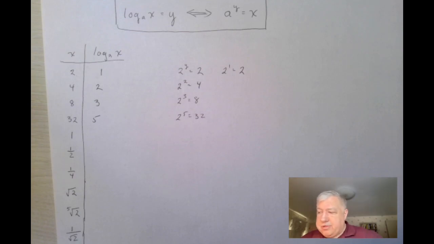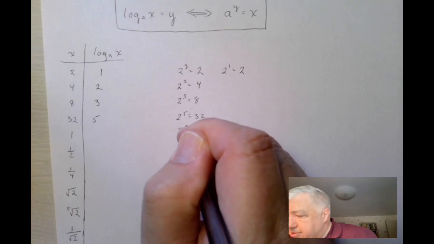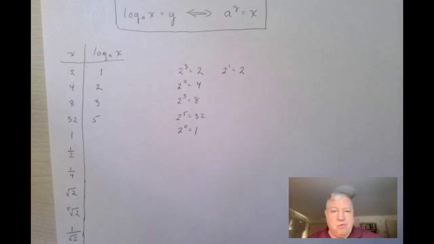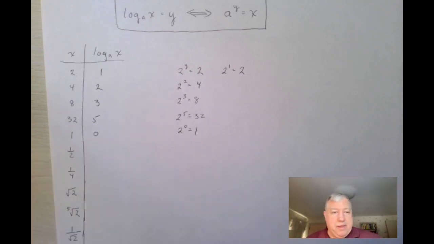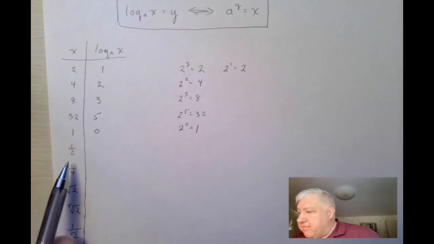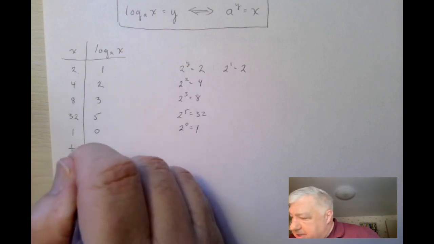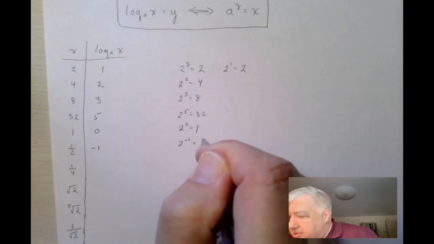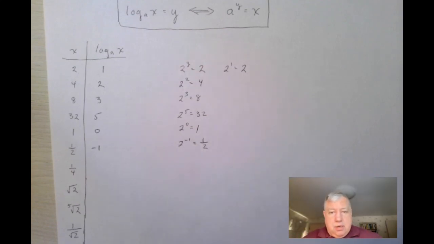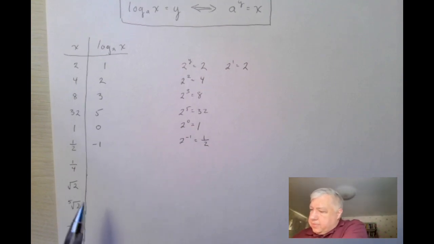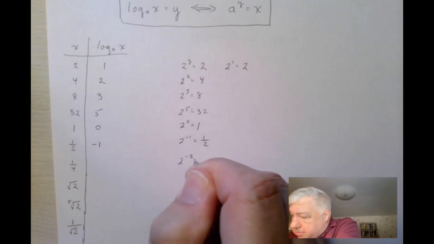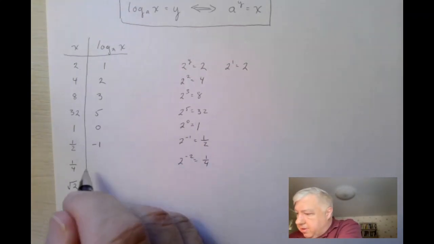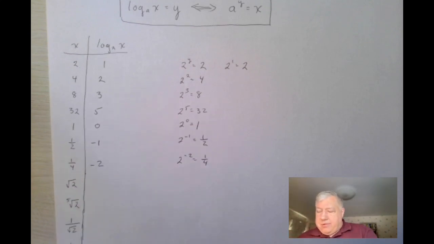2 raised to what power is 1? Well, 2 to the 0, right? Anything raised to the 0 power is 1. So the log of 1 base 2 is 0. The log of 1/2 base 2 would be -1, because 2 to the minus 1 is 1/2. And 2 to the -2 is 1/4, right? So the log of 1/4 is -2.